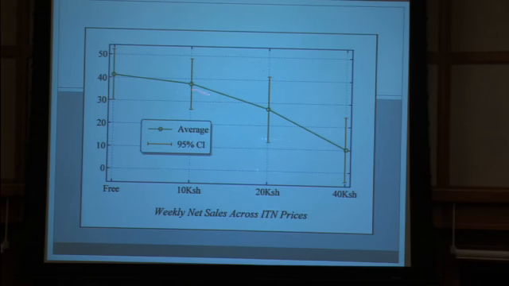So 0 to 10 is not such a big difference. Maybe 10 is not that expensive. But 40 is definitely different from 3. You're right, we would like those bars to be smaller. If we had more observations, they would be even more precise.